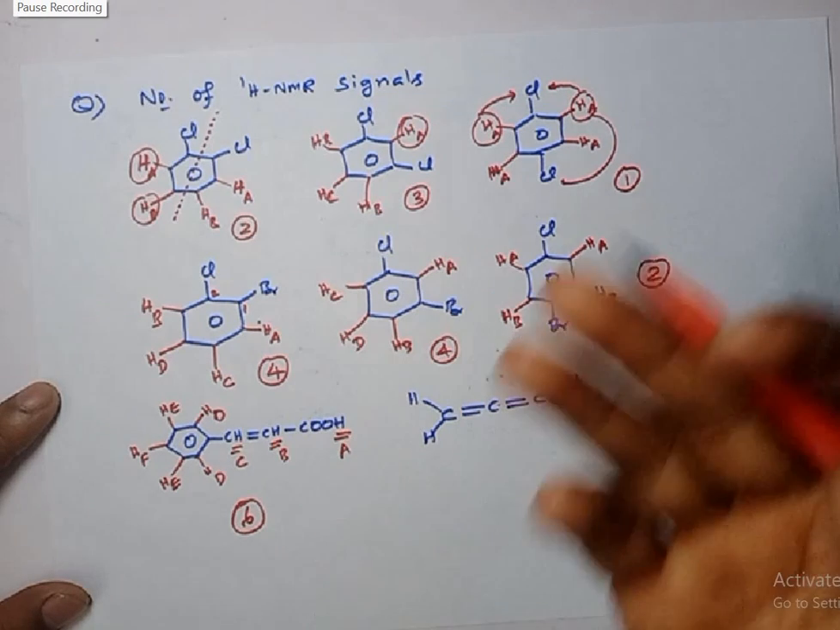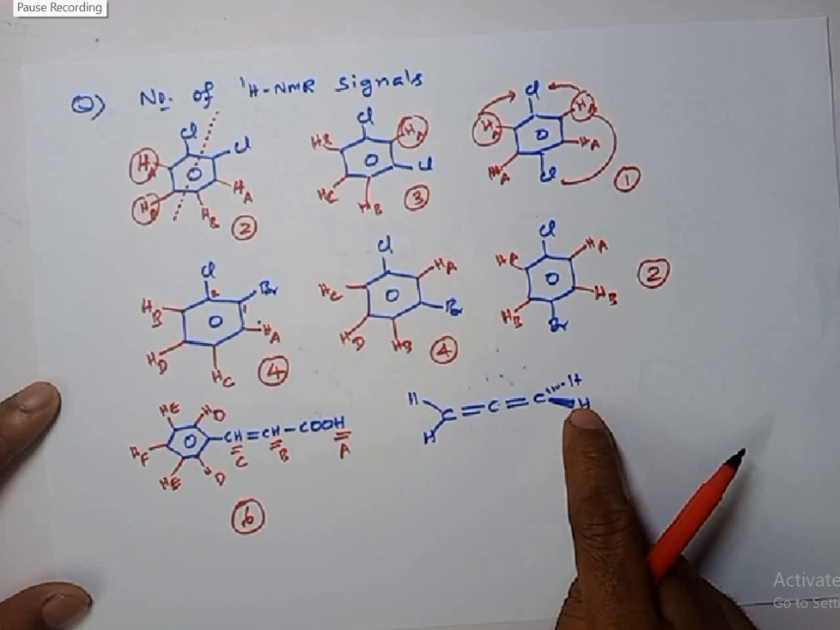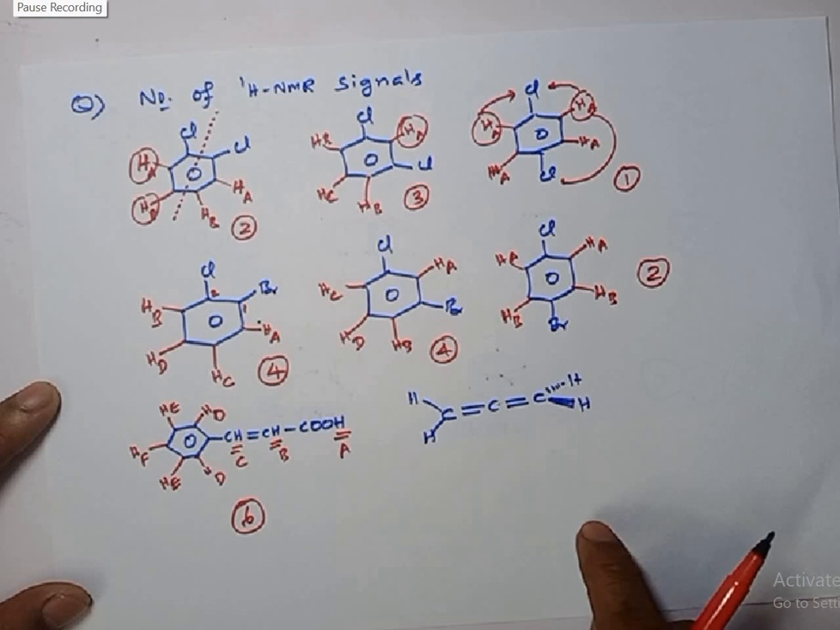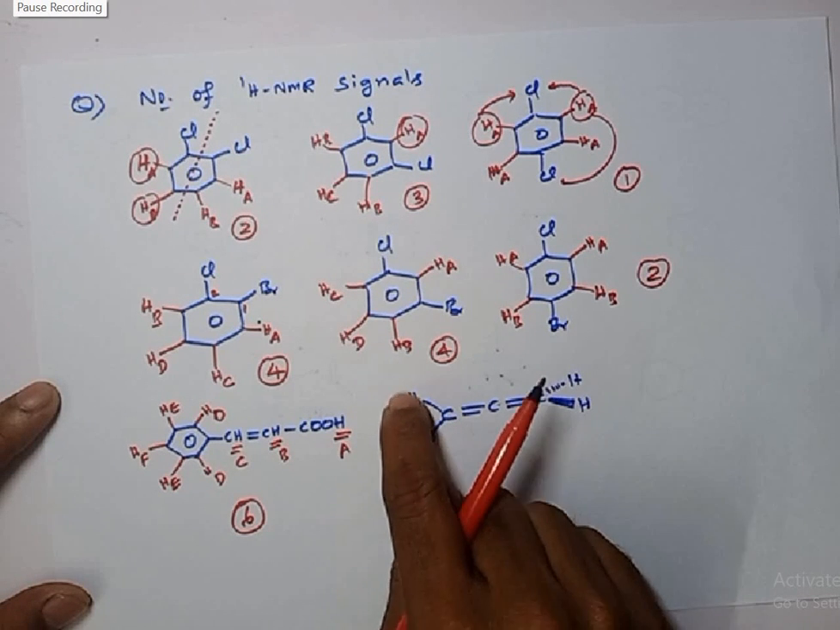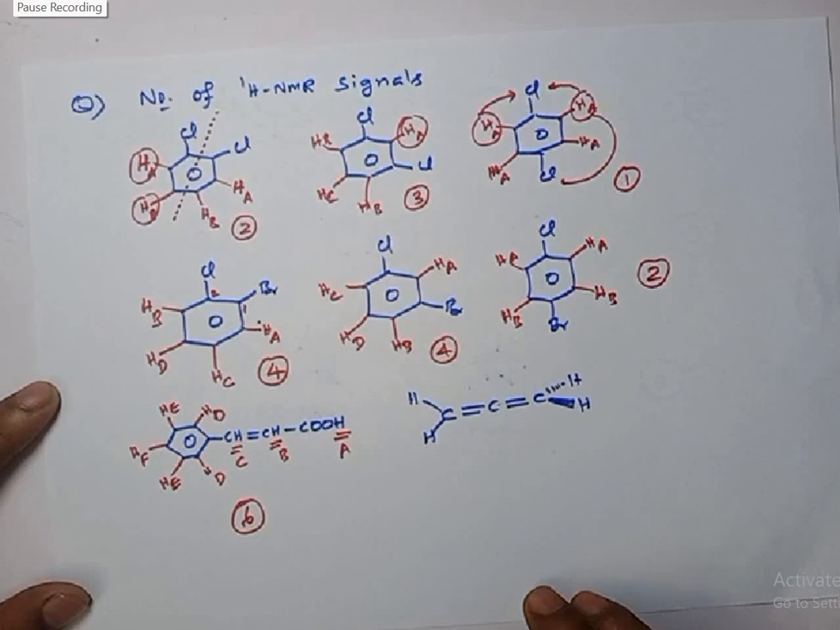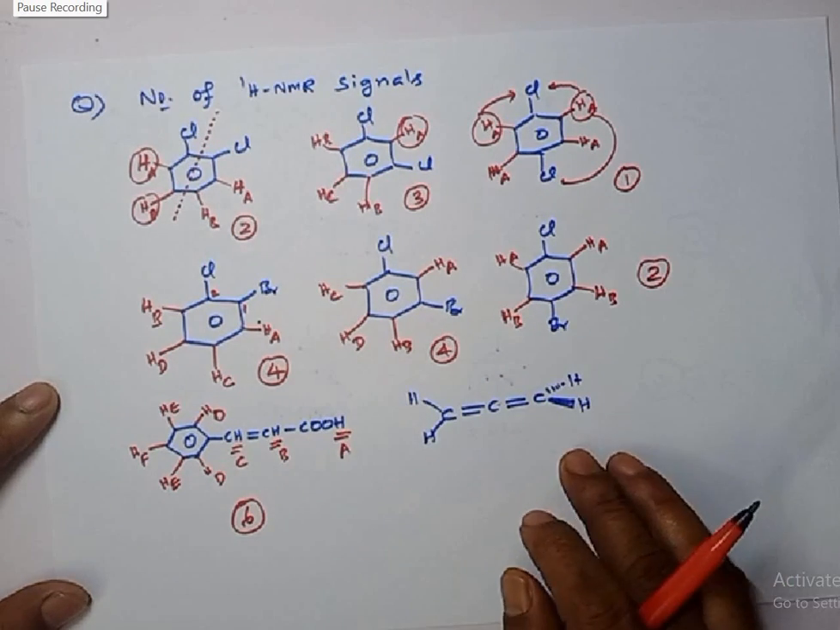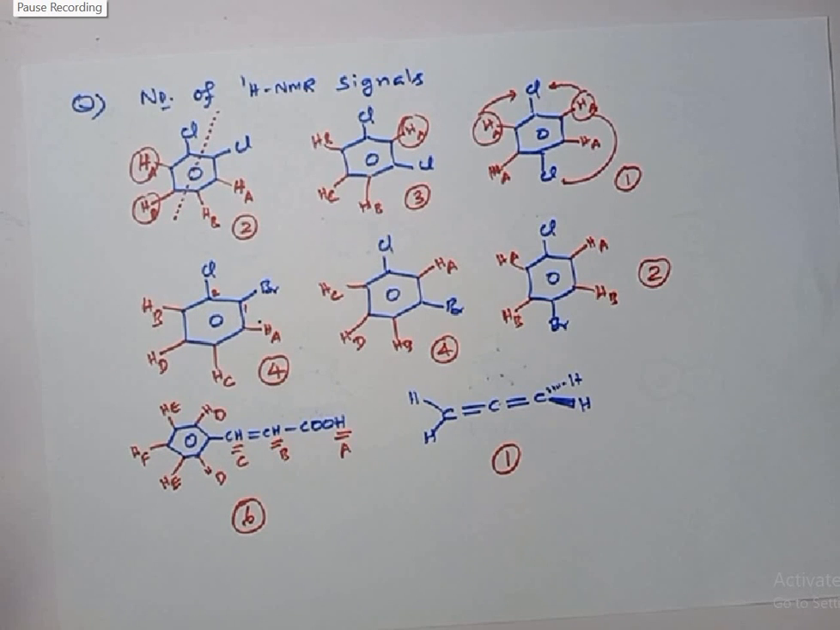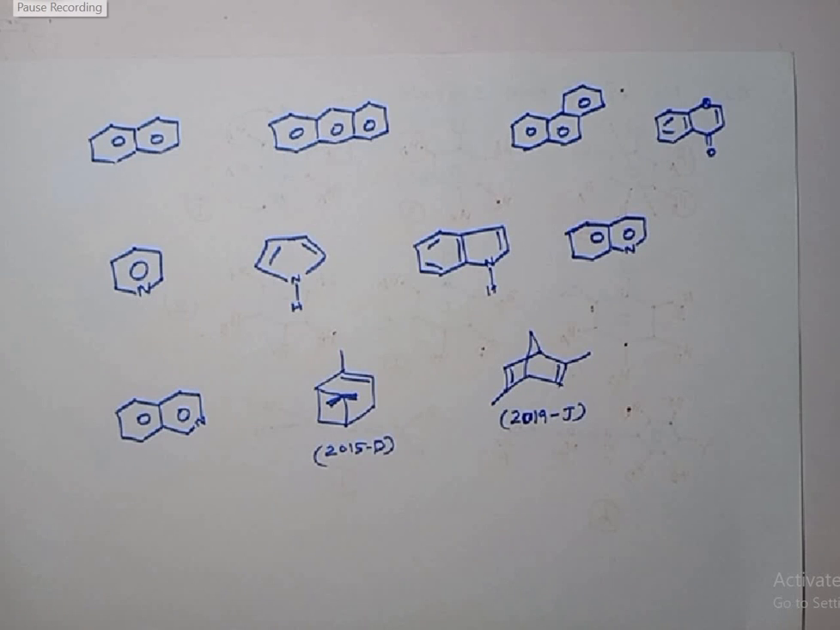Or you can also use the substitution method. If you replace this hydrogen with chlorine, I'll get one IUPAC name. If you replace this hydrogen with chlorine, I'll get the same IUPAC name. So all the 4 hydrogens are equivalent in this case. So we get only one signal in the proton NMR spectrum of allene. Okay. So try to find the number of signals for these compounds in the proton NMR spectrum.